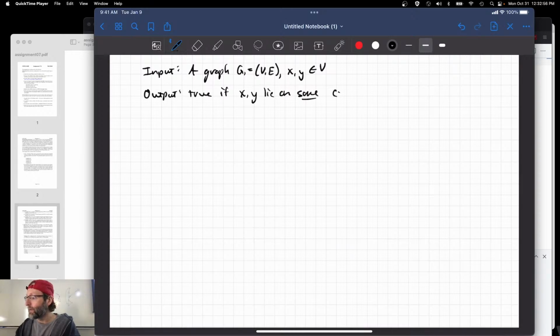Let's go ahead and put: output true if x and y lie on some cycle. Now it could be the case that x and y lie on a million different cycles, right? We're just interested in whether or not they lie on at least one cycle. Okay.